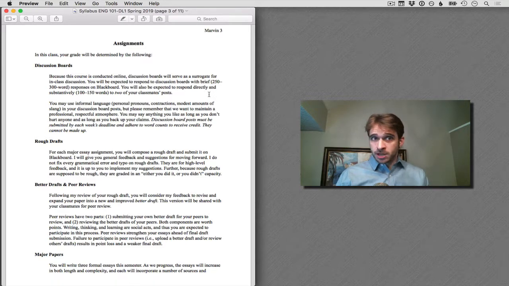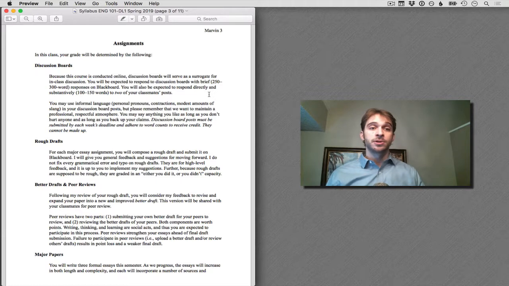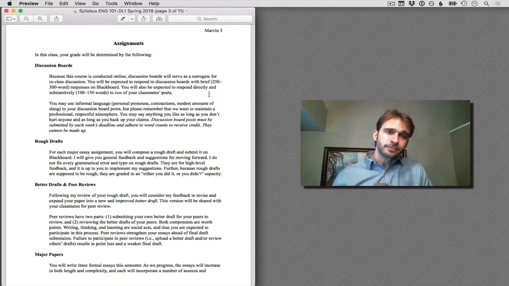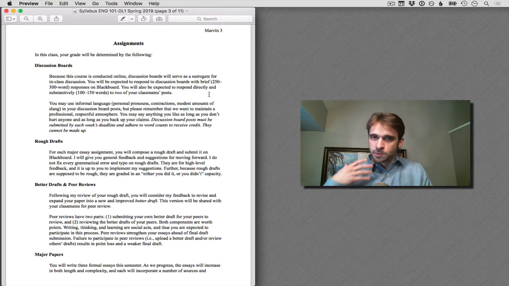These are informal conversations, right? So you can use informal language such as personal pronouns, contractions, modest amounts of slang, and that sort of thing in your discussion board posts. But please remember that we want to maintain a professional, respectful atmosphere. It's very easy online to forget that there are real people on the other side of the screens. That's one reason why I make these videos. And you can say anything you like in this class as long as you don't hurt anybody and as long as you back up your claims. So just remember that your classmates are real people, as is your instructor.